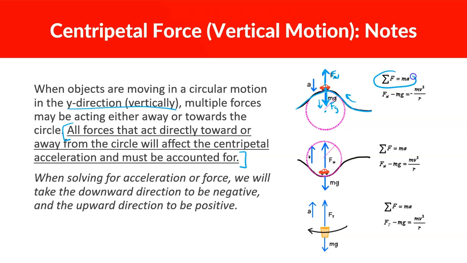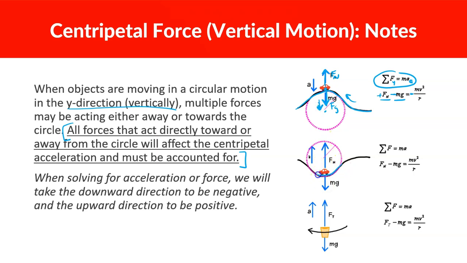The sum of all the forces in the y direction is equal to mass times centripetal acceleration. Since it's moving with a constant speed, uniform circular motion, the only acceleration is this centripetal acceleration. So we have normal force going up, that's why it's positive. Force of gravity going down, that's why it's negative. And we have mv squared over r, and that is negative because, as we can see, the acceleration is going down.